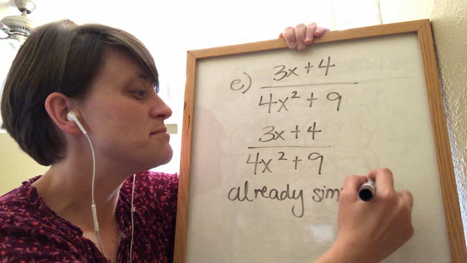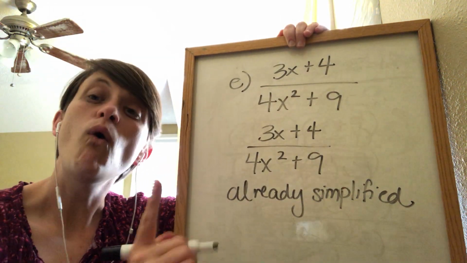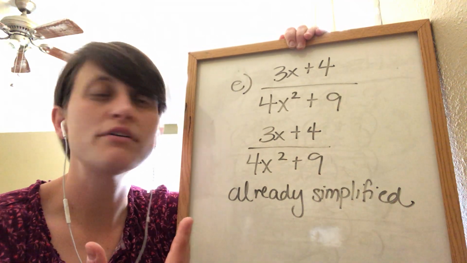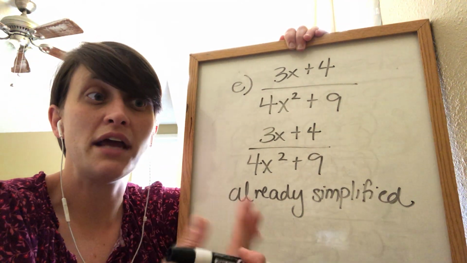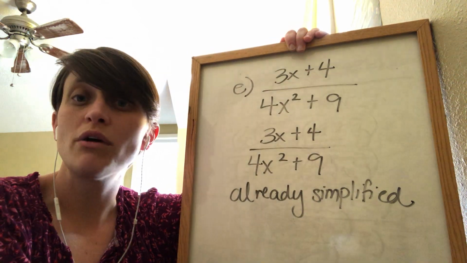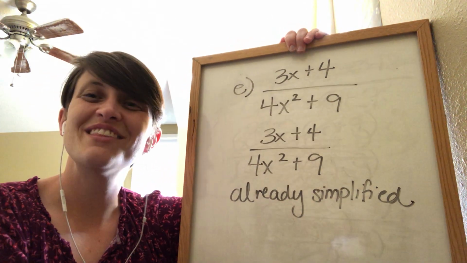So that is a possibility. If the numerator and denominator don't factor, or if they do factor but you can't find anything that is common on numerator and denominator, you can't do anything. Already simplified. So that is a possibility. Don't worry if that happens. You're probably correct. If you have a question though, let me know.